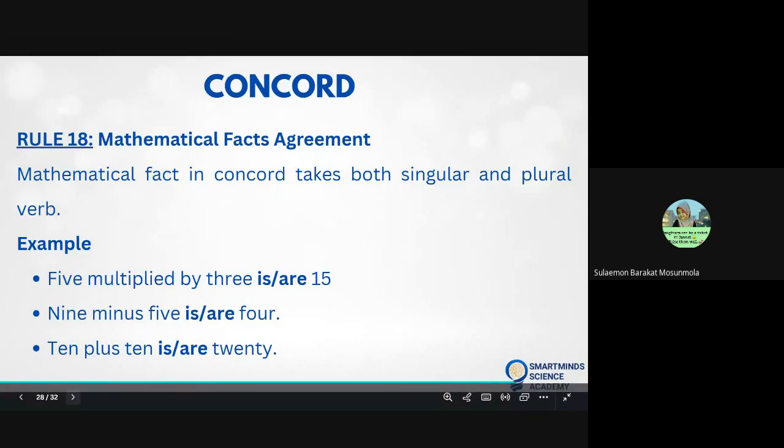So 5 multiplied by 3 is 15, or you can say 5 multiplied by 3 are 15. But I think the majority will want to go with 5 multiplied by 3 is 15, not 5 multiplied by 3 are 15. But both are correct. 9 minus 5 is 4, 9 minus 5 are 4. 10 plus 10 is 20, or 10 plus 10 are 20. So this is the mathematical fact agreement. It states that when you write mathematical facts, you can either use a singular verb or a plural verb.